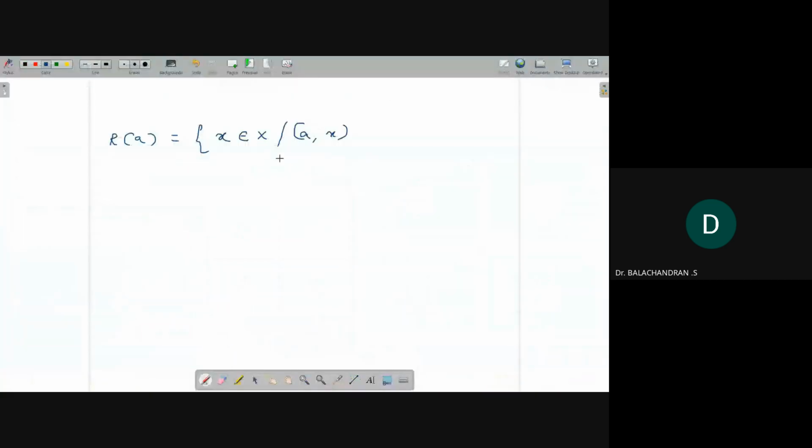Now R of A is equal to the set of all x in X such that (A, x) is an element of R. Now suppose you have (B, x) in R. Then from the definition you can write x is in R of B. Similarly, if x is in R of B, you can write (B, x) is in R.